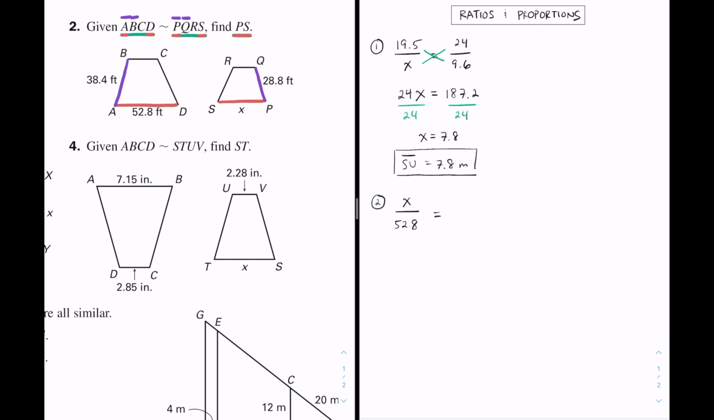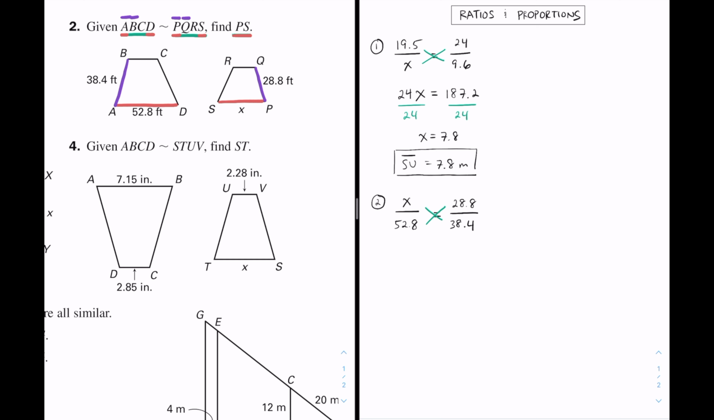Okay, so I think I went X to 52.8, which is small to big. So I got to go small to big again, the ratio of 28.8 to 38.4, okay? Now that we have a proportion, or we have a ratio equal to another ratio, we can go ahead and use cross products again here.